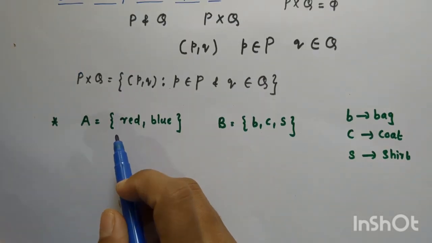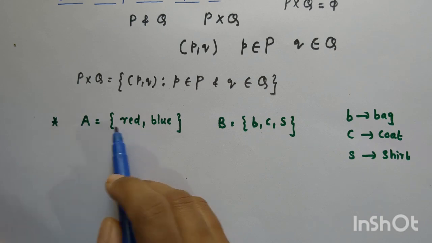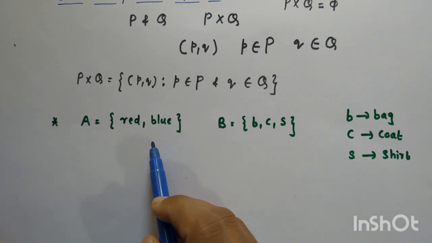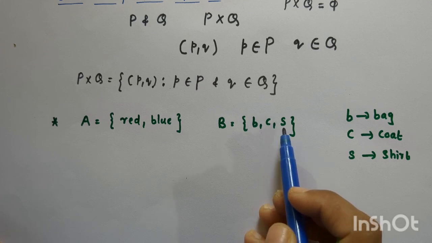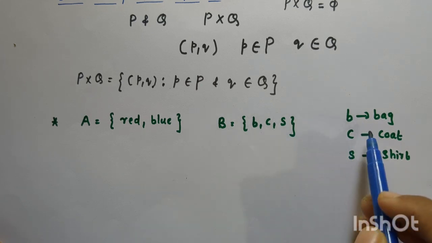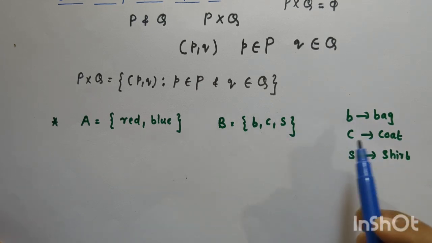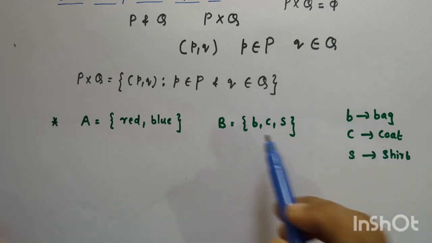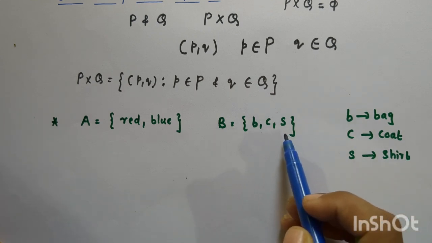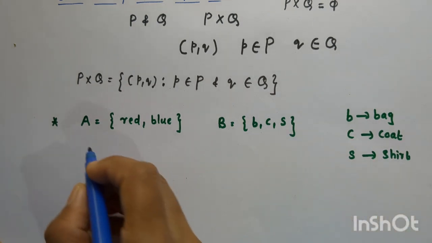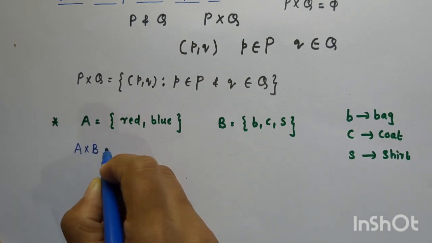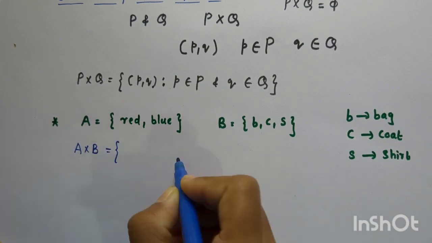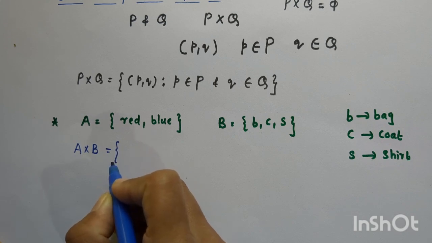Now, suppose set A is a set of two colors, red and blue, and set B is a set of three objects, b, c, s. See, b for bag, c for coat, and s for shirt. Instead of writing bag, coat, shirt, we have just written it as b, c, s, that's all. So here, if you write the Cartesian product of A and B, that is A cross B, you will have so many ordered pairs within these braces.